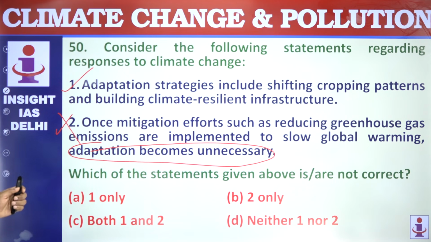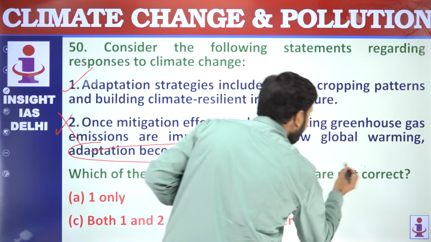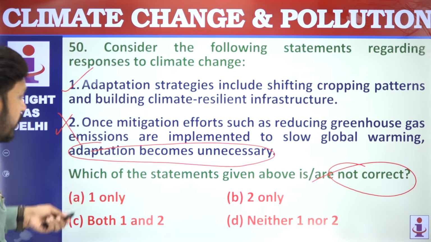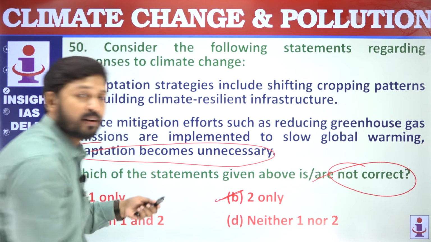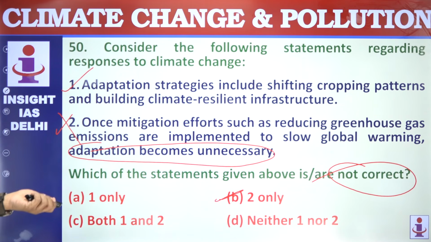So this is the wrong statement. So second one is wrong, first one is right. So they are asking not correct. Okay, so not correct means only B is the one, because only two statement is there in that.